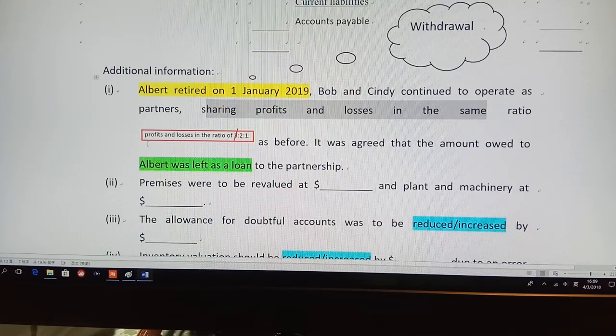I've made a note here. The profit and loss ratio for these three partners was 3 to 2 to 1. Right here, Albert retired, so we delete this 3, so their ratios become 2 to 1. And how about Albert? Once Albert left the partnership, the balance that he should have got was made a loan to the partnership, instead of getting money, getting a check from the partnership.